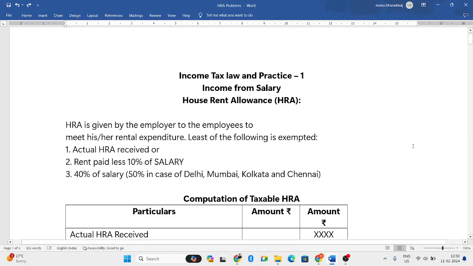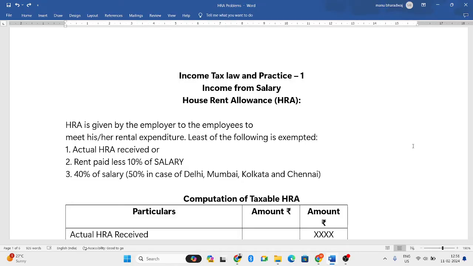From this particular video, we'll start a new component in income tax law and practice, that is house rent allowances. If you have observed, a few employees get a kind of allowance, that is house rent allowance, on a monthly basis. The employer will pay some amount as allowance because the employee will be paying the rent. The employee will be staying in the rented house, so the employee will be paying the rent every month.